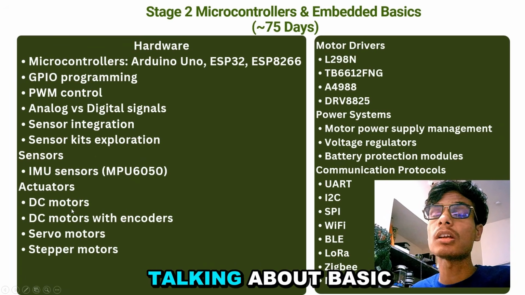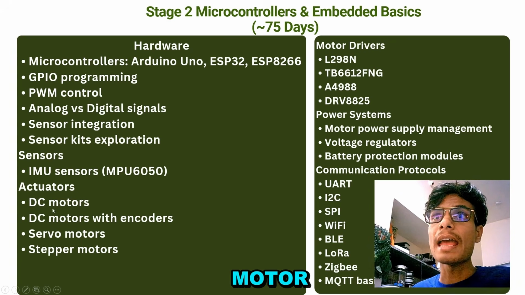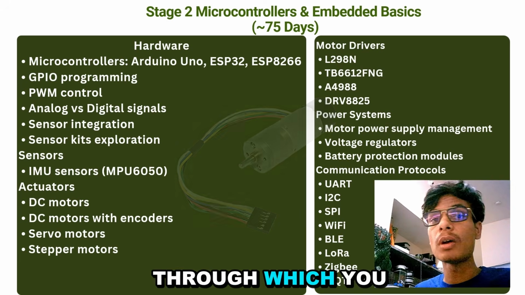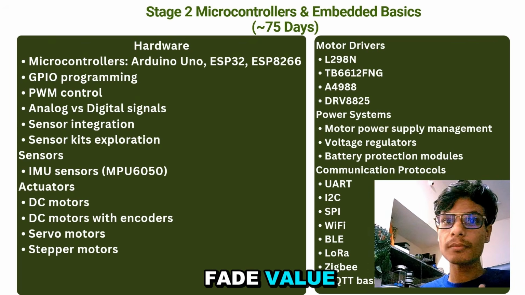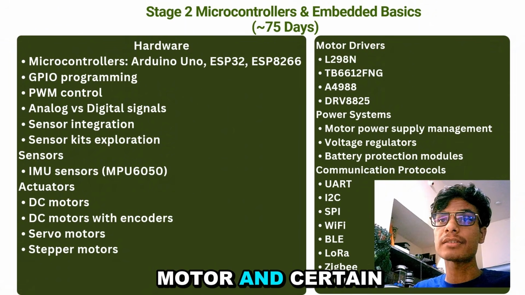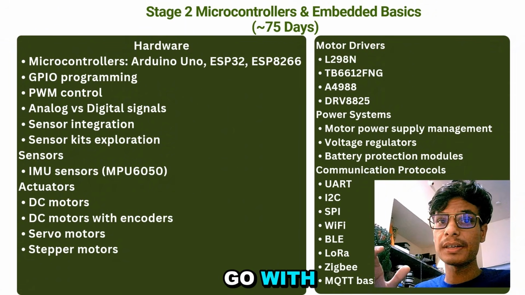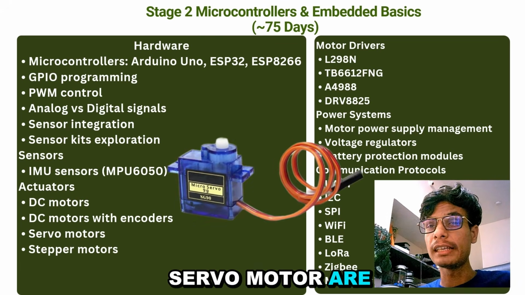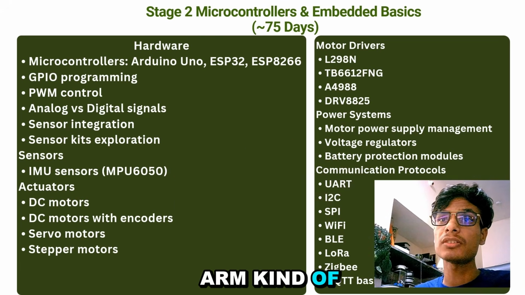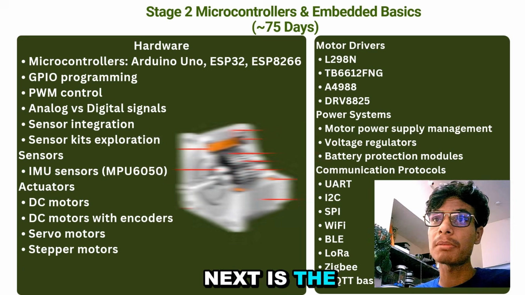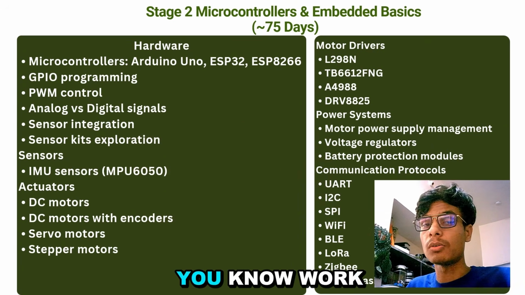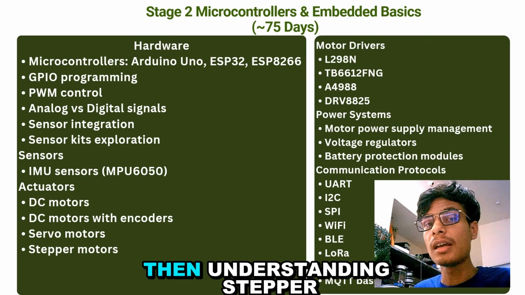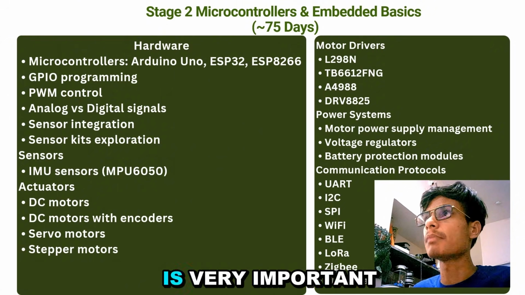Next is the actuator. Here we are talking about basic actuators like the DC motor, and there are different categories of DC motor also, like a DC motor with an encoder, through which you actually get feedback values from your motor. So you can go with different kinds of DC motors or a DC motor with an encoder. Next is the servo motor. Servo motors are highly used in robotics, especially in robot arms. So you can go with a servo motor. Next is the stepper motor. A stepper motor works very precisely. For example, if we are working on a CNC or 3D printer, then understanding the stepper motor and its working is very important.